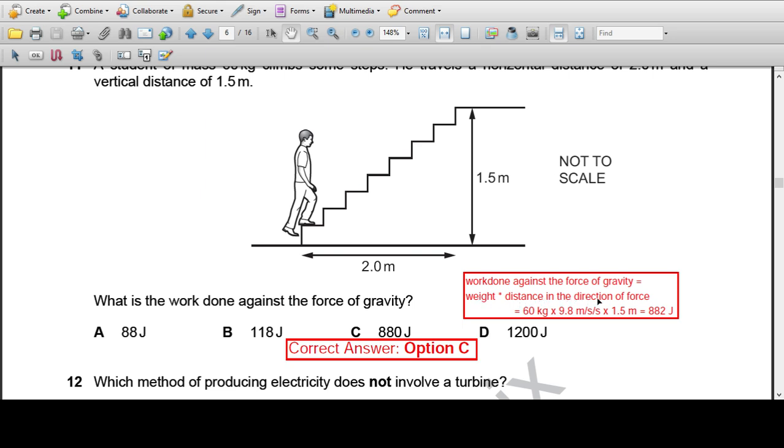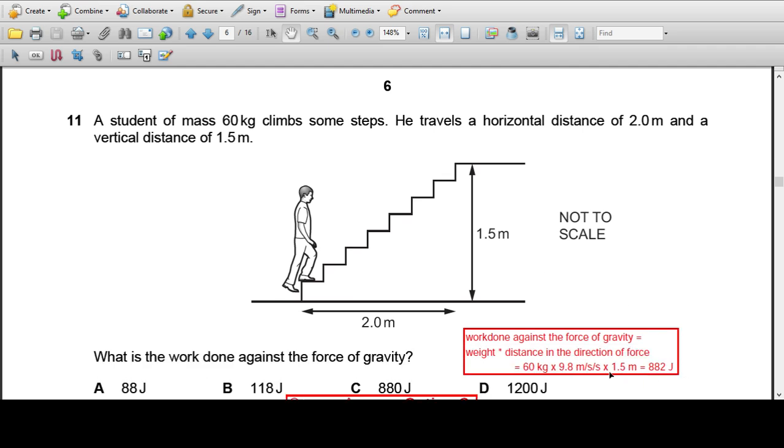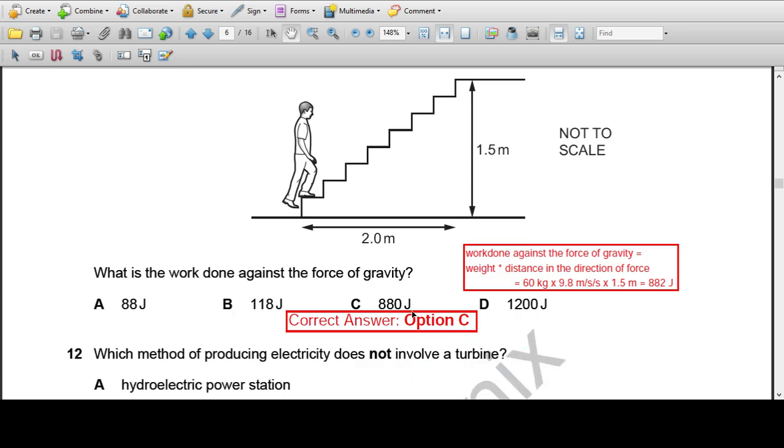So the work done against the force of gravity is given as weight times distance in the direction of force. Weight is equal to mass times gravity. So weight is 60 kg times 9.8 meters per second squared, and the distance in the direction of force is 1.5 meters. When we multiply all, we get 882 joules. So the nearest answer is option C, 880 joules. So option C is correct.